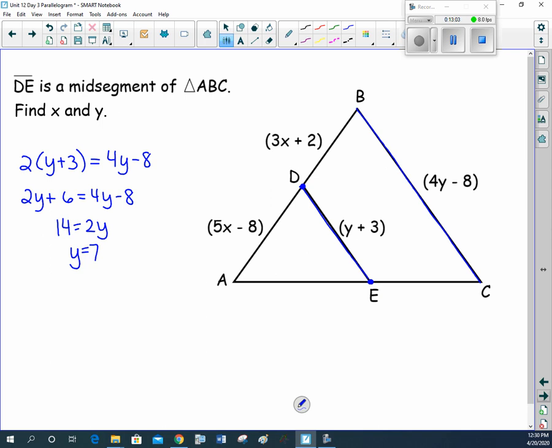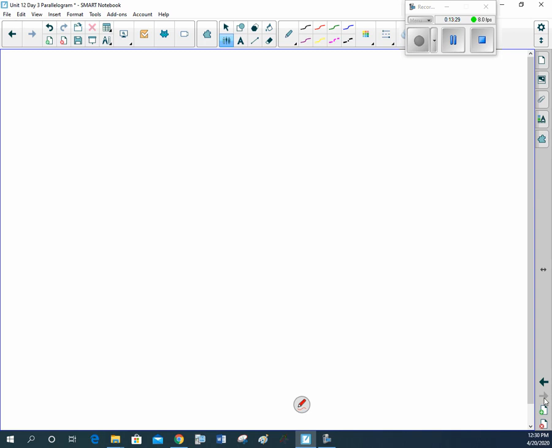Okay, and on the other side here, because I know that this was a midpoint, this piece right here and this piece right here, the 3x plus 2 and the 5x minus 8, they're equal. So to figure out what x is, I'll just put those equal to each other. 5x minus 8 equals 3x plus 2. Combine my like terms. And x equals 5. Okay, so those are a couple other theorems that are helpful when you're solving some geometric problems.